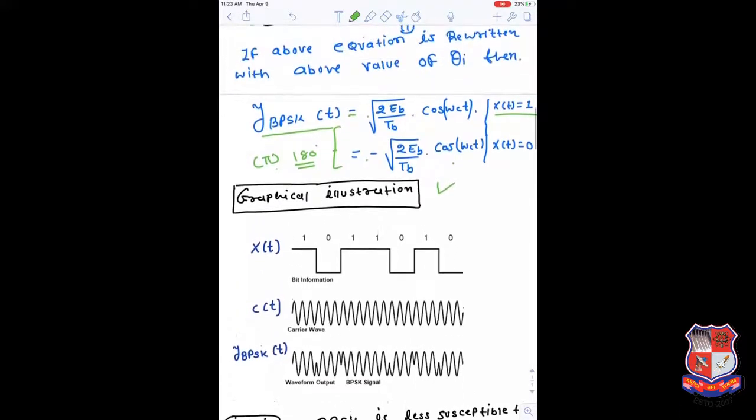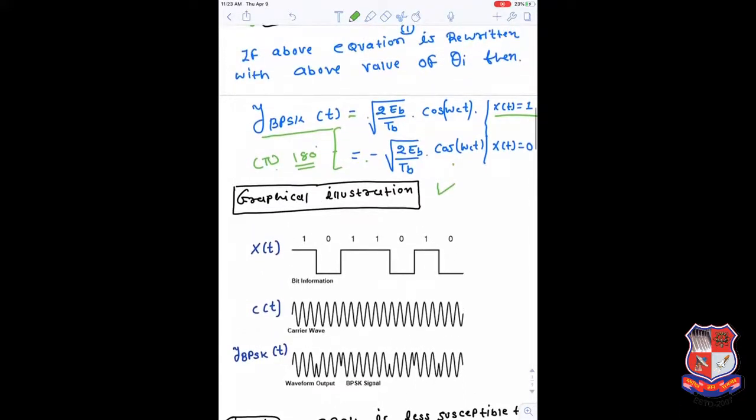So we can conclude from this equation, if the input bit is a 1, we will transmit the square root of 2Eb by Tb cos omega ct. That corresponds to theta equal to 0 degrees. And if x of t is equal to 0, we transmit the signal with minus square root of 2Eb by Tb cos omega ct, and that corresponds to a pi degree phase shift. So there would be a pi degree phase shift difference between the two signals, between two symbols.